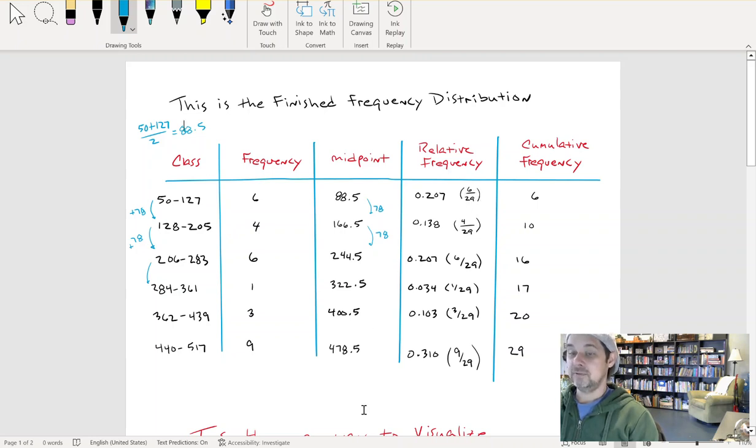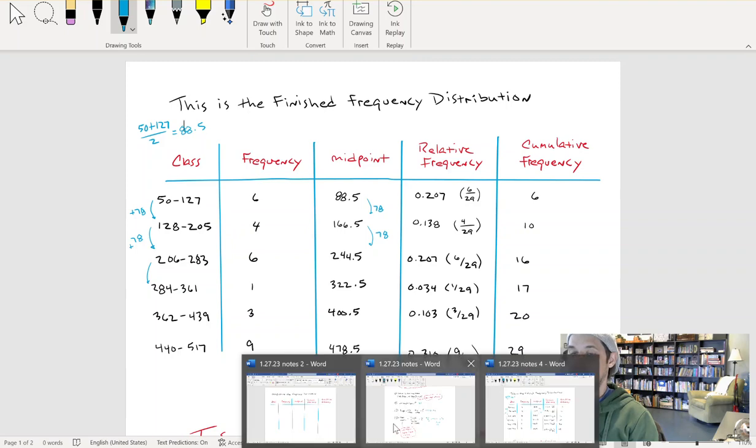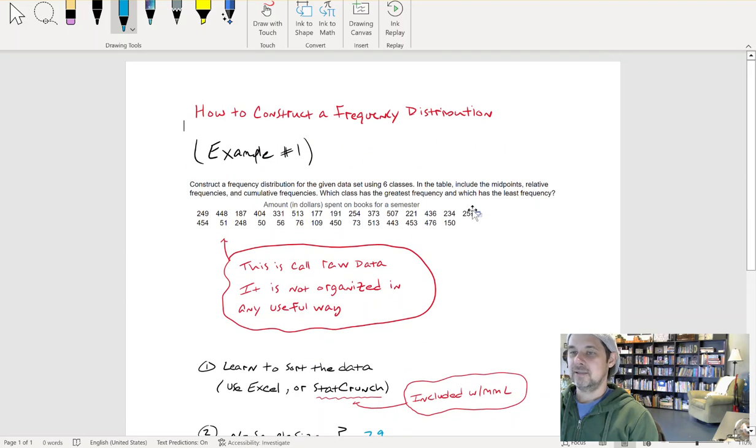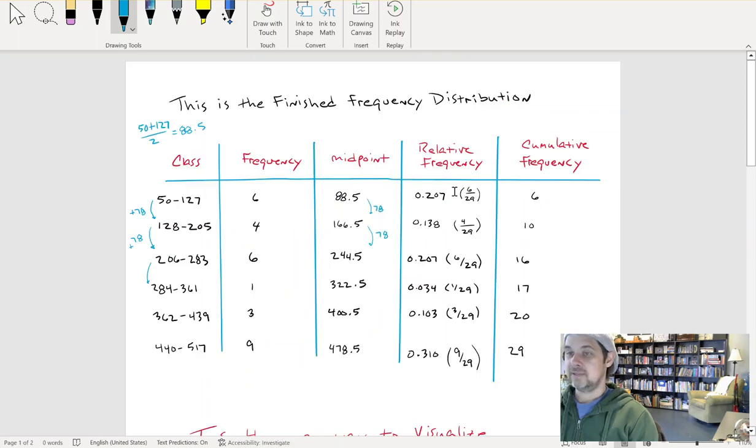Because how many students total were in this data set? If we go back to that original data set, it had 29 numbers in it, okay? So the relative frequency is out of 29. So 6 out of 29. If 4 students spent between $128 and $205 at the bookstore, then that makes 4 out of 29, and so on. And you might convert those to decimals depending on the instructions for MyMathLab.